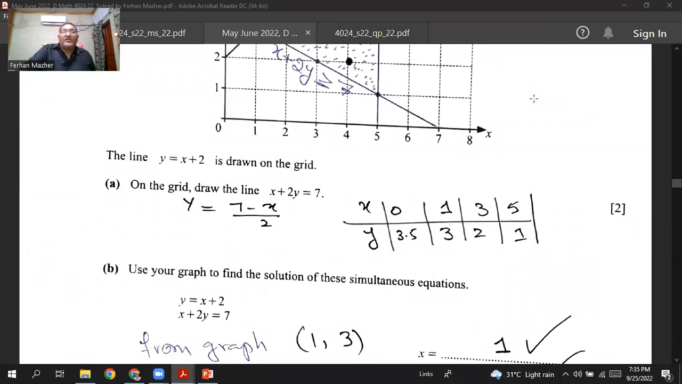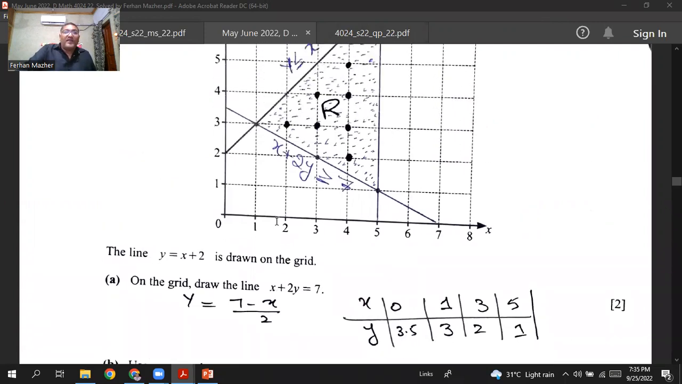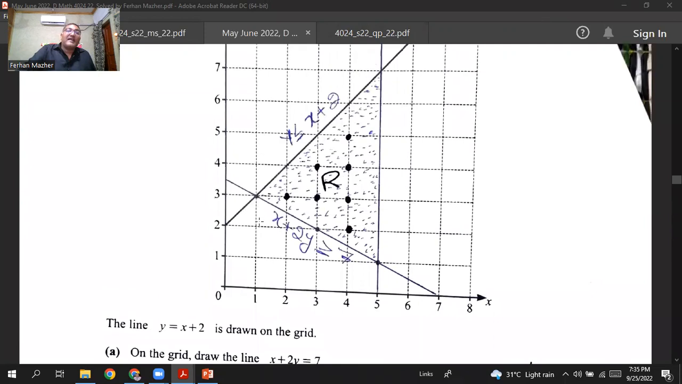So dear students, we will make a table for this. I put randomly some values 0, 1, 3, 5. Got 3.5, 5, 3, 2, and 1 for this equation. So plot these points and you will get this line. You see, I have drawn this line here.